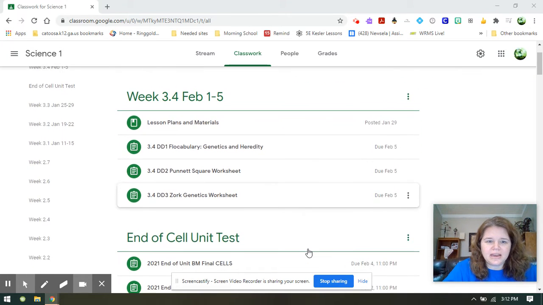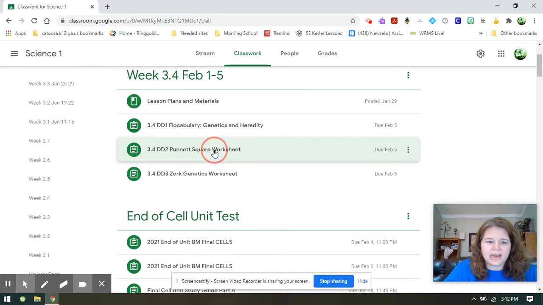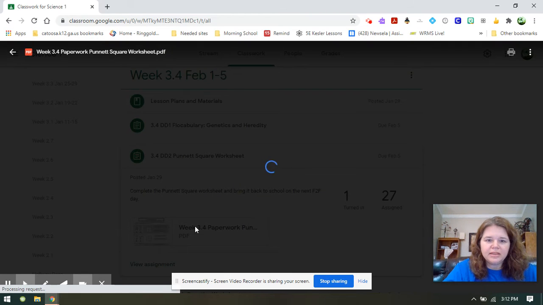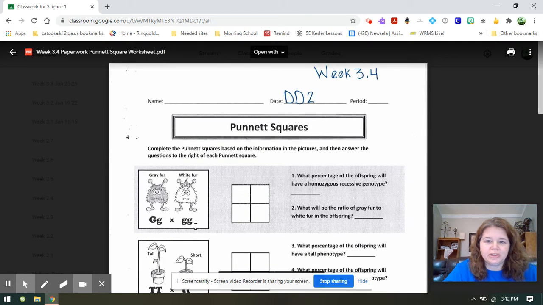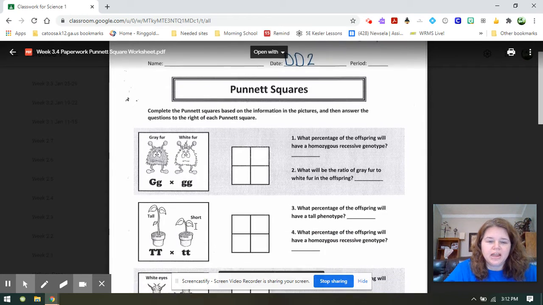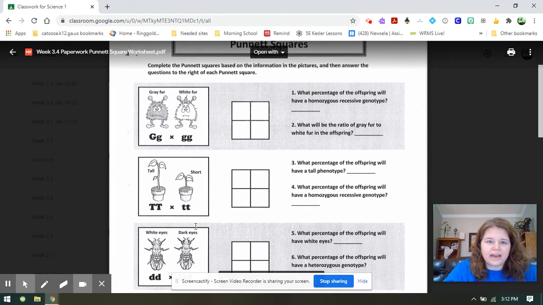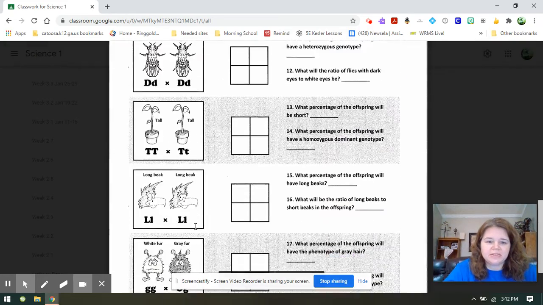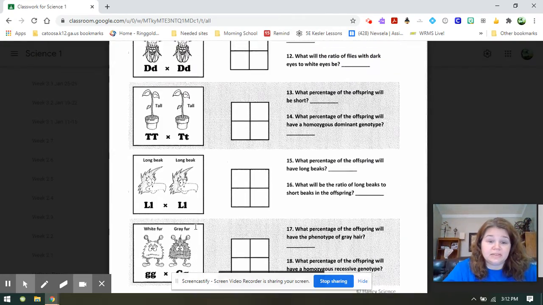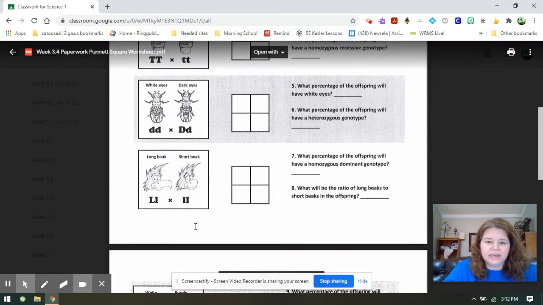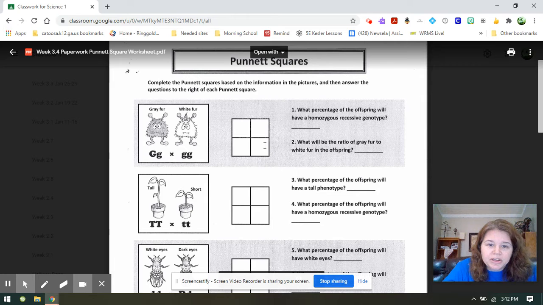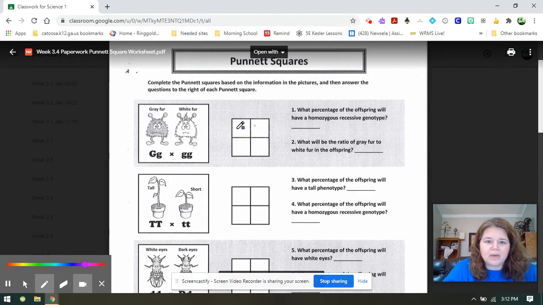Hey guys, I'm going to jump in here and we're going to look at the Punnett Square worksheet that is the assignment for Digital Day 2 in this week 3.4. Here we have it. You can see that it is full of Punnett Square examples or questions that you need to complete, as well as questions that you have to answer about the results that you have. So let's look at one of these.